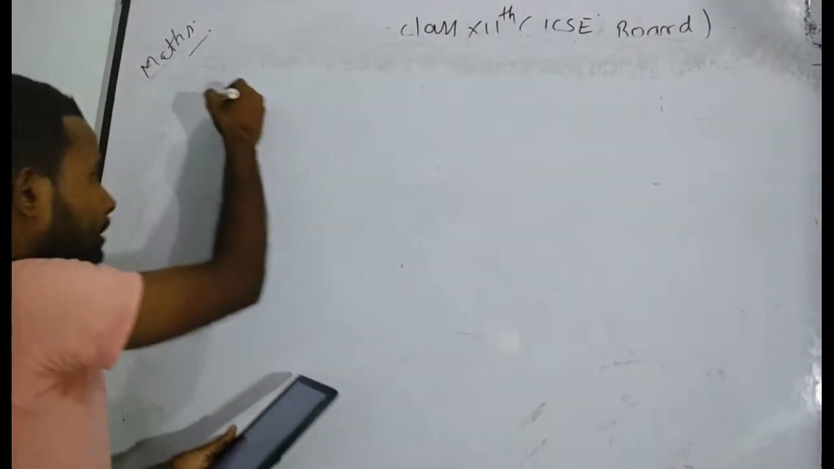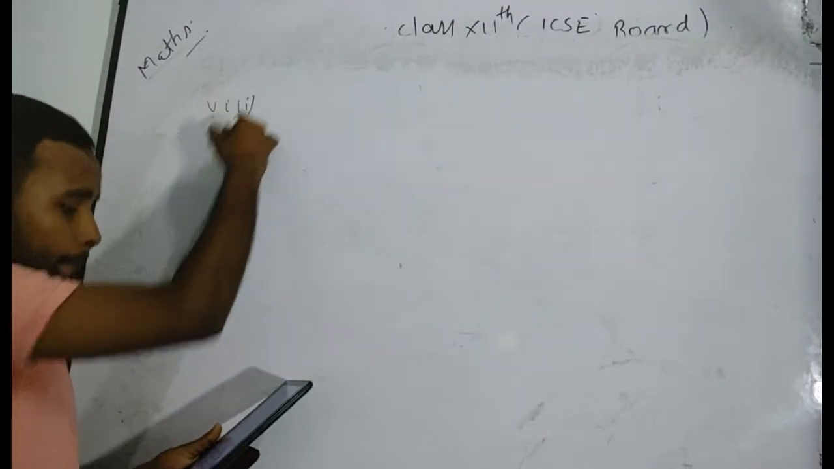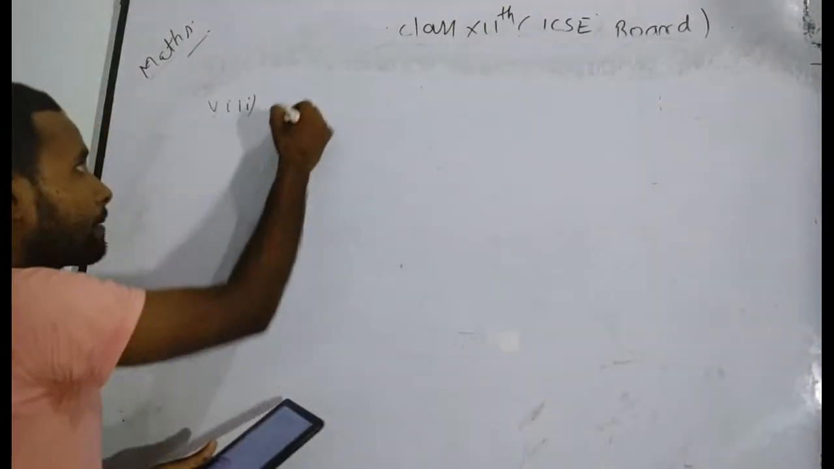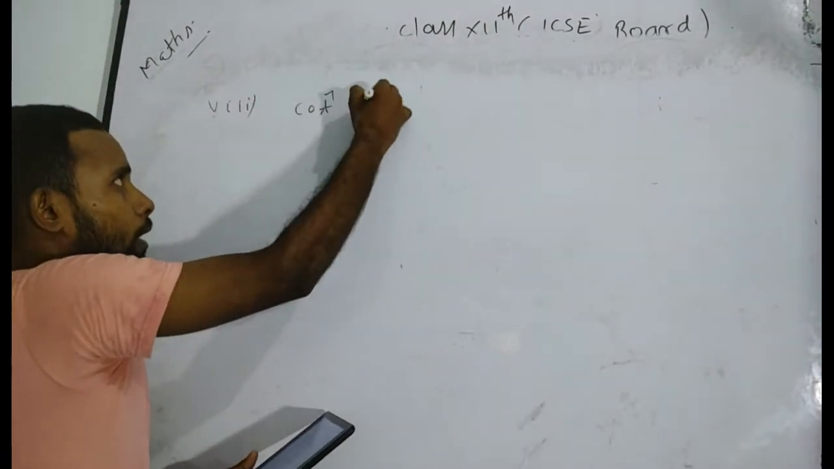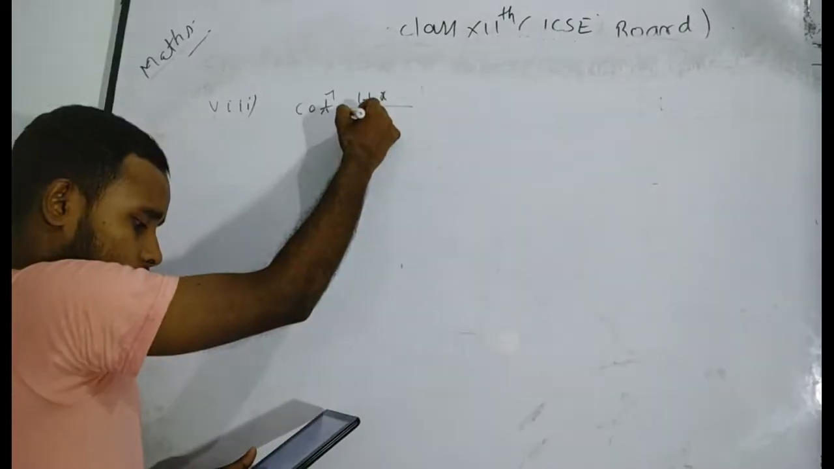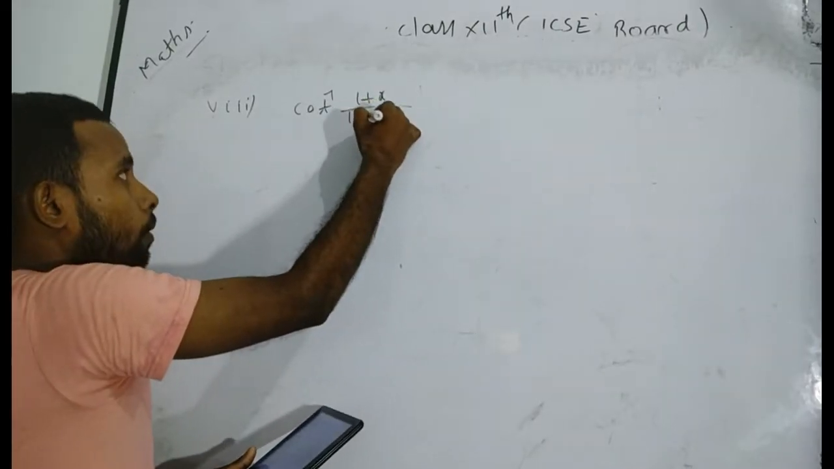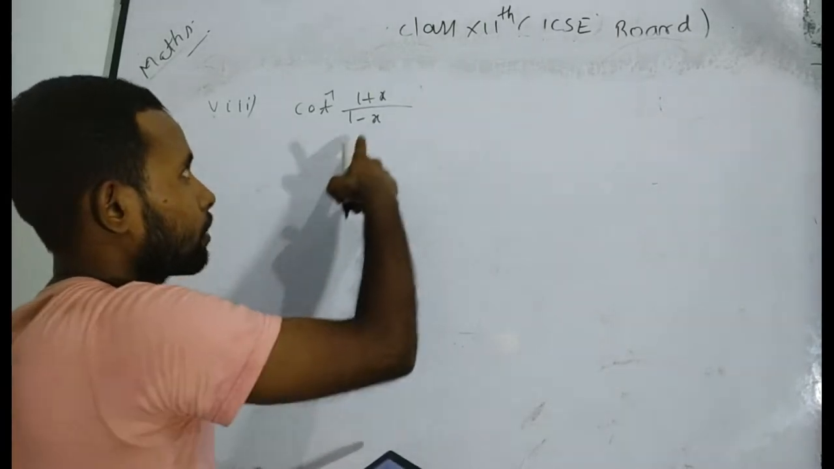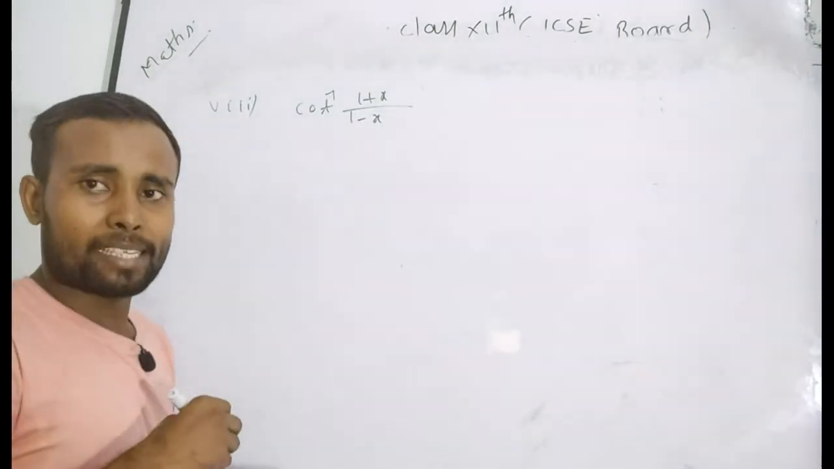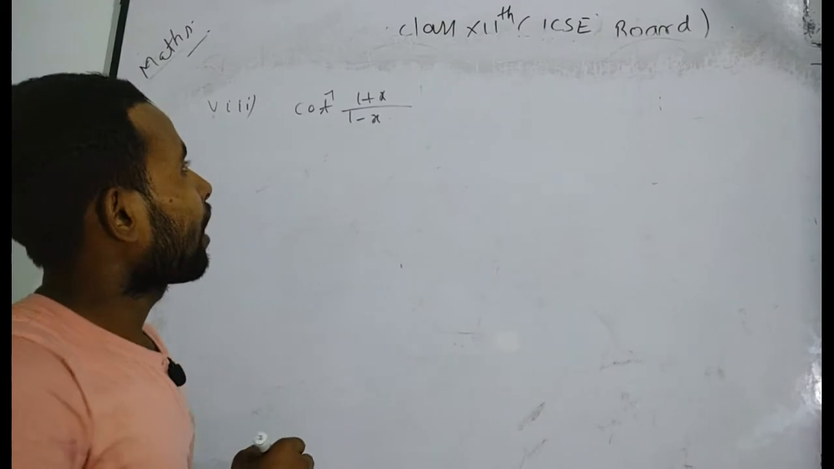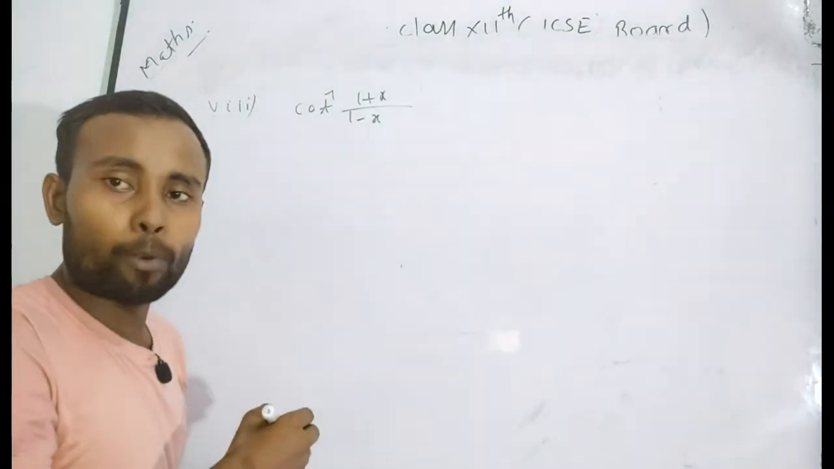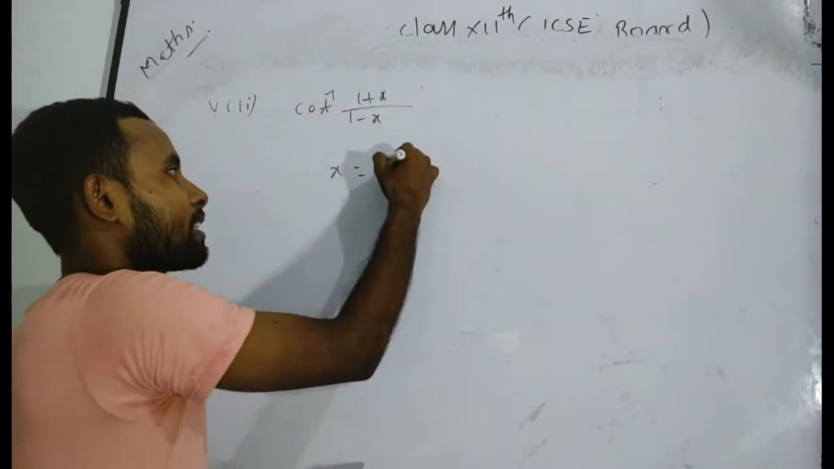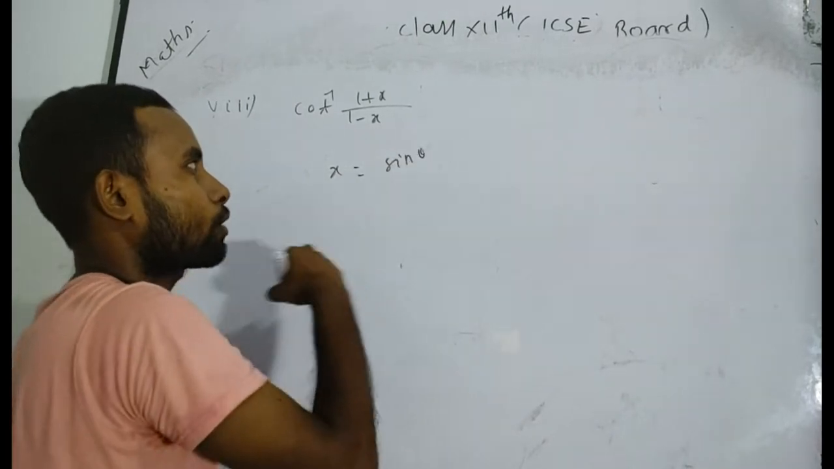Question 8. In question 8, it has given y is equal to cot inverse of the square root of 1 plus x divided by 1 minus x. Now you will tell me, sir, which substitution we need here? We simply put x is equal to sin theta.